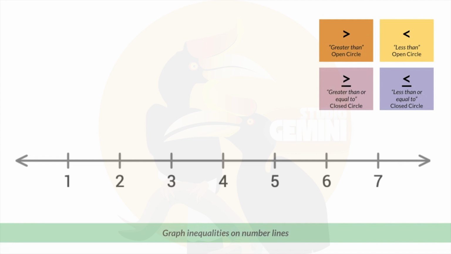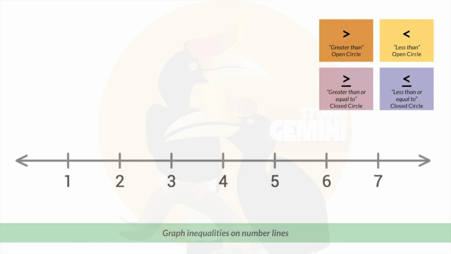To begin, let's go over our 4 inequality symbols. You can see them in the top right corner of your screen. For our symbols greater than and less than, we are going to graph using an open circle, meaning a circle that's not shaded in. What that means is that the number that we are graphing on is not a solution to our inequality. The next 2 symbols are greater than or equal to and less than or equal to. These 2 symbols include the number that we are graphing on as a solution to the inequality. We show that with a closed circle or a shaded in circle.